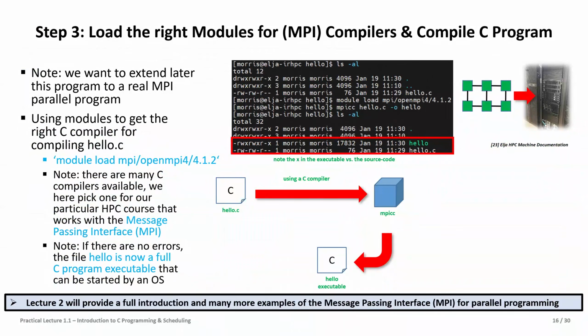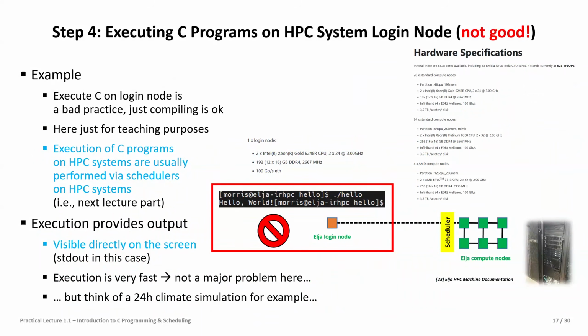So we have used the right modules for the MPI compiler. We compiled the C program. You have seen this in the executable. But what we did there was execute the hello on the login node. And this is my last statement for the first part of the course here. This is not the idea, right? So here we compiled, and this is fun, and this is okay. But the execution should usually never be done on a login node, right?